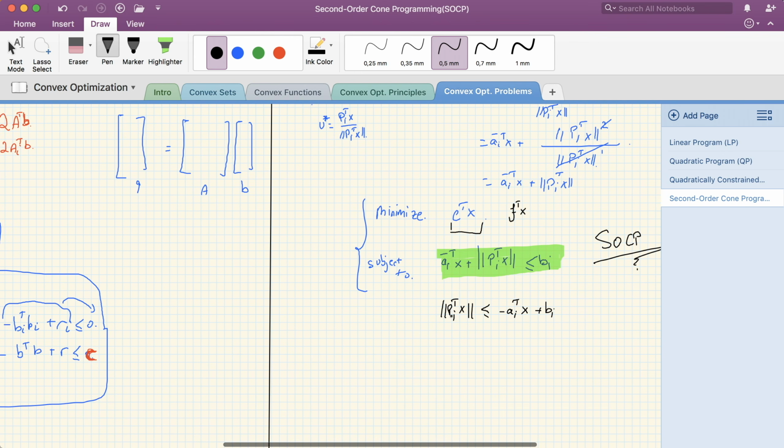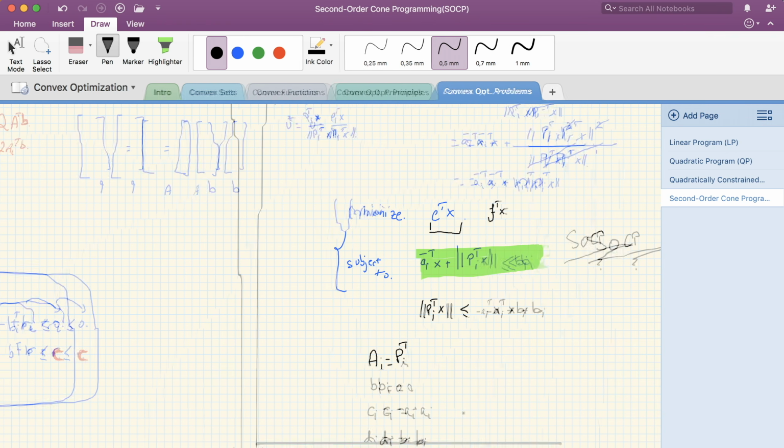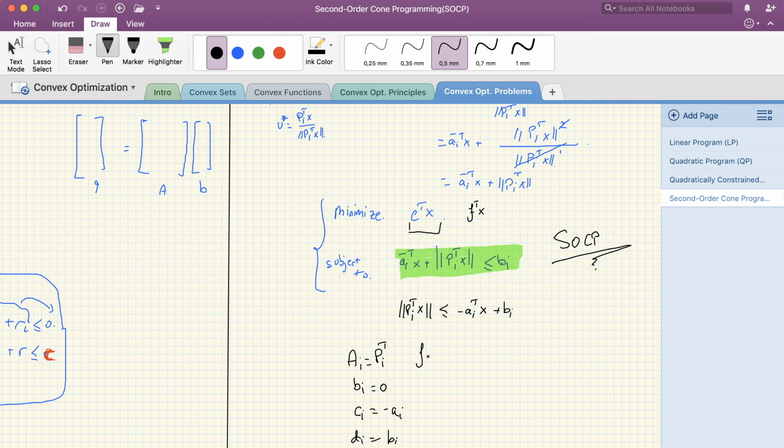So my PI transpose are playing the role of matrices AI, right? I'll write it here. My BI vectors are not there, so they're set to 0. My CI vectors are in fact the minus AI, right? And the DIs are the BIs right here, in case you want to program it in any solver. Oh, and one more thing, the F is the C.